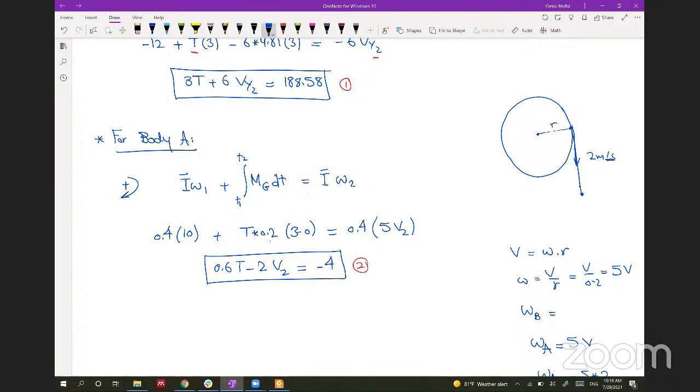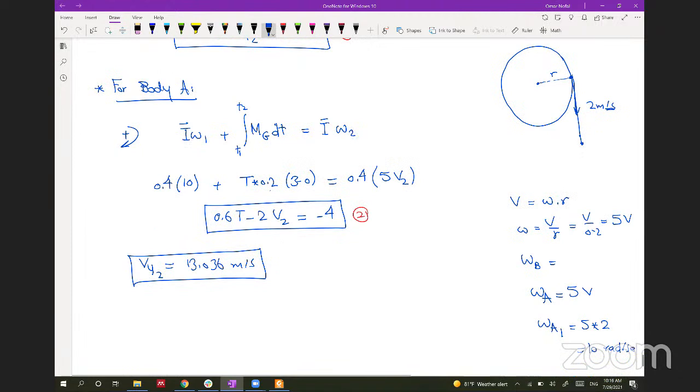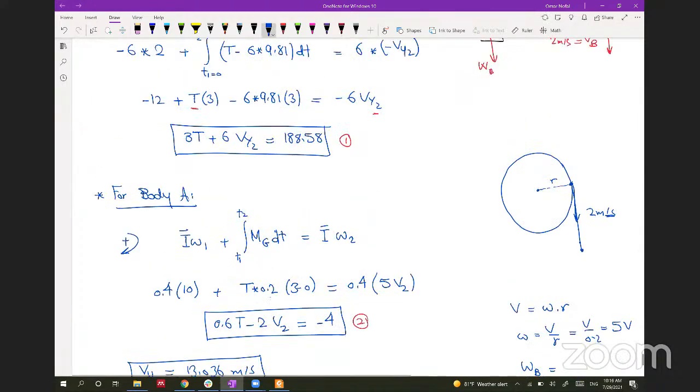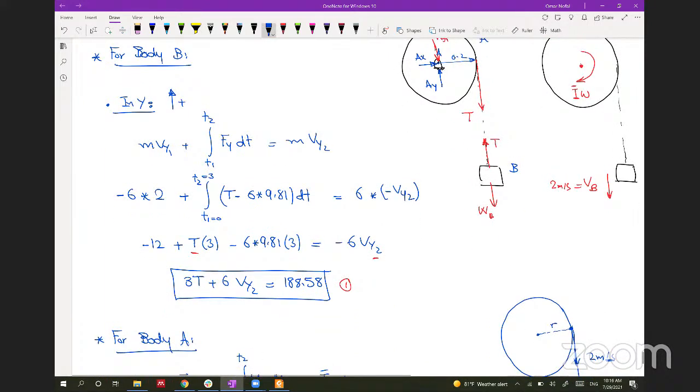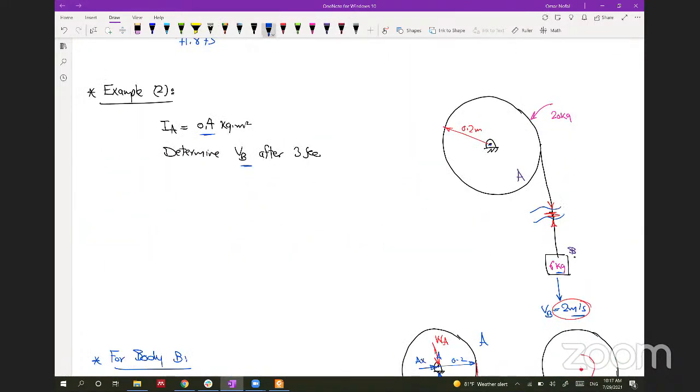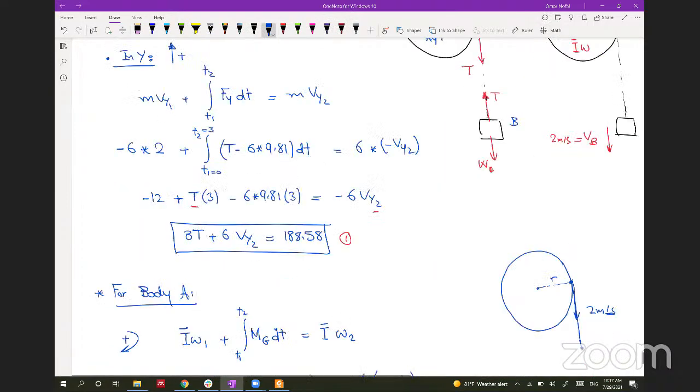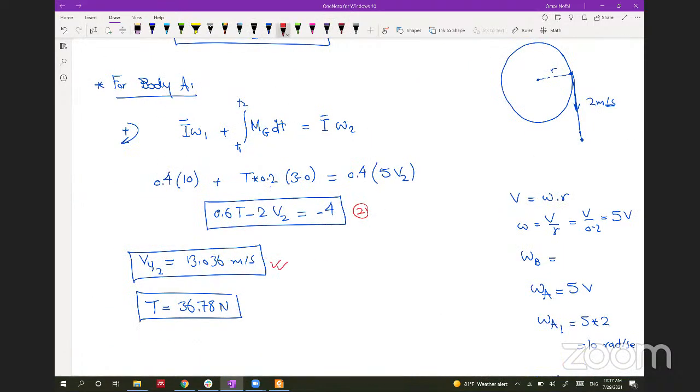If you solve these two equations, you will find that Vy after 3 seconds will be 13.036 meters per second, and T will be equal to 36.78 Newton. So we got all the information of this problem, and what is required is VB after 3 seconds, which is VB2 here. All right, does anybody have any questions on this problem?